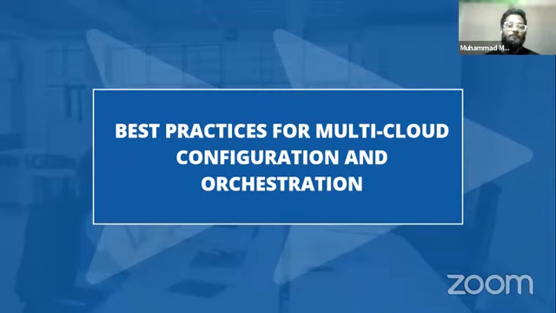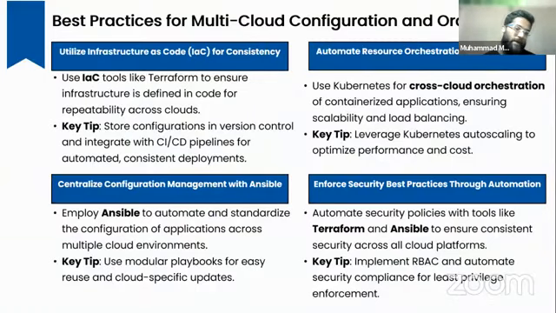customer experience. So the best practices we can consider, and we need to focus on, for multi-cloud configuration and orchestration, like utilize infrastructure as code for consistency. We can use CI/CD pipelines for version control of our infrastructure, and centralized configuration management with Ansible. We deploy Ansible to automate and standardize the configuration of applications across multiple cloud providers using modular playbooks for easy reuse and cloud specific updates.